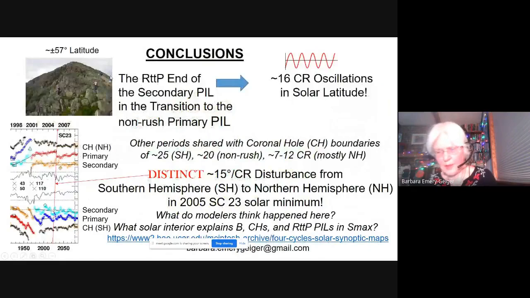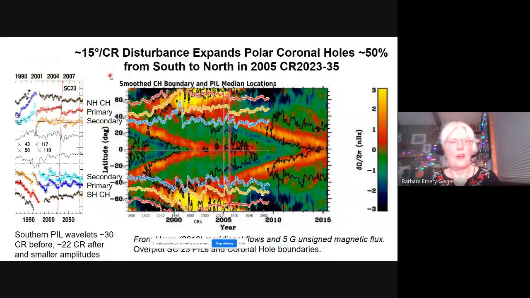Okay, so this one I wanted to focus on this 15 degree per Carrington rotation disturbance from the south to the north in 2005. So it expanded the polar coronal holes 50%, first in the south and then last in the north. That's a pretty big expansion. This is the race as it goes from south to north.